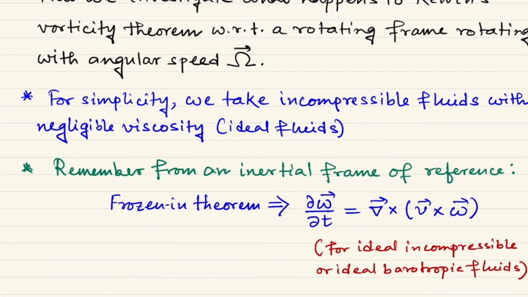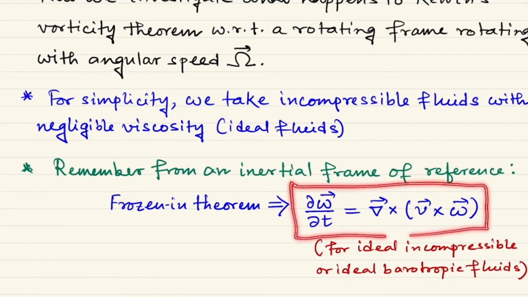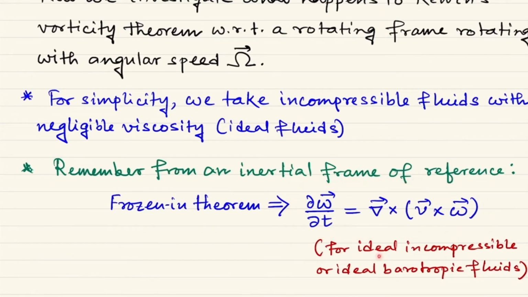And we said that, for example, if this is the vorticity line, the circulation is something which is conserved in an ideal incompressible fluid. We also showed that this form is true not only for an ideal incompressible fluid but also for an ideal barotropic fluid as well. Here we are happy to consider the case of an ideal incompressible fluid.